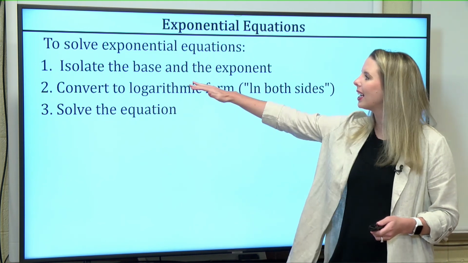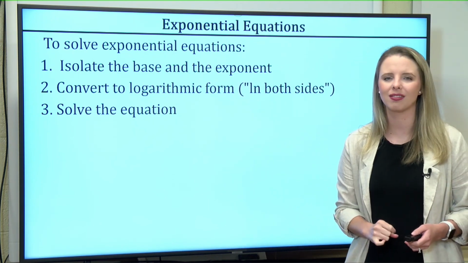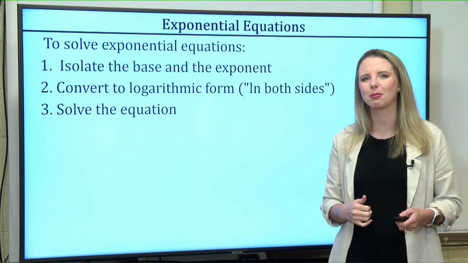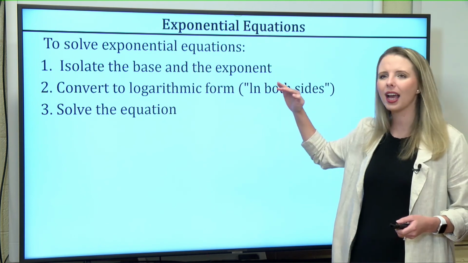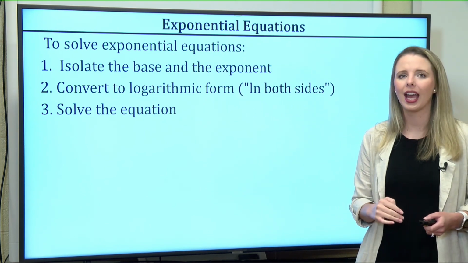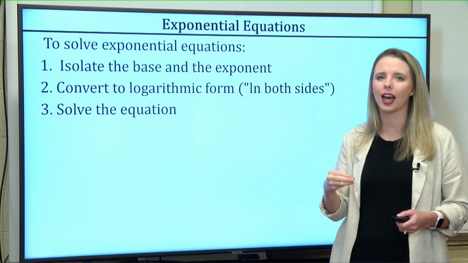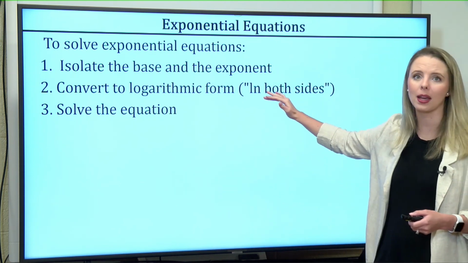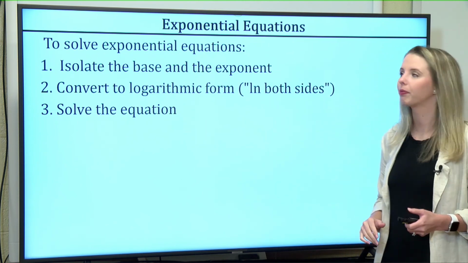Okay, here we need to isolate the base and the exponent because where is our variable located? Our variable is located in the exponent. That's what makes the problem an exponential function, right? We talked about that in week 1. Once we isolate the base and the exponent, we're going to convert to a logarithmic form, okay? And to do that, you're going to hear me tell you to take the natural log of both sides, or ln both sides. We're going to learn what that means shortly. And then we're going to solve the equation.